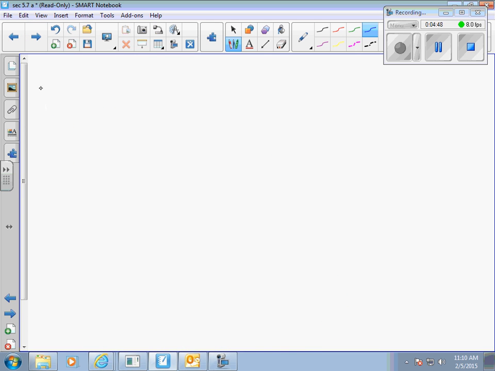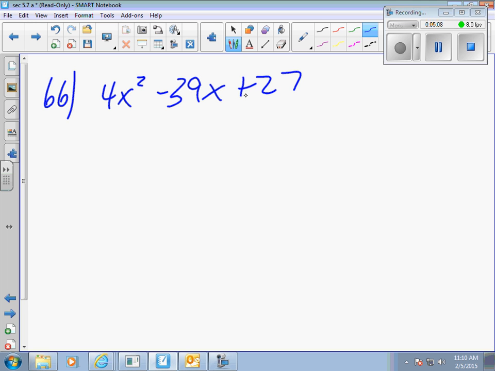Let's take a look at question 64. Same kind of problem as 63. Let's jump to 66. 66, we have 4x squared minus 39x plus 27. I want to check for a greatest common factor first. Seeing no greatest common factor, I'm going to multiply. I get 108. Factors of 108 that add up to 39.